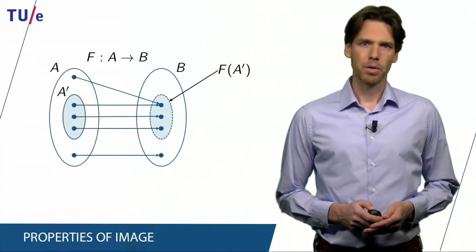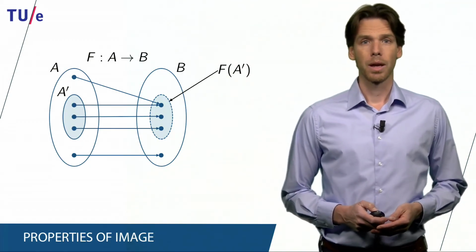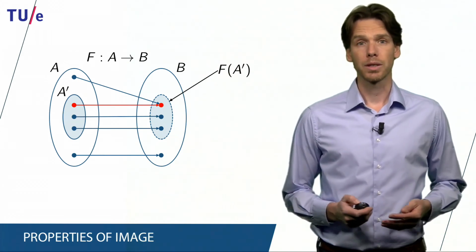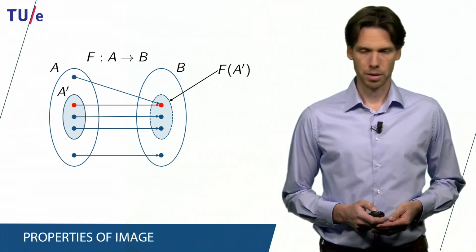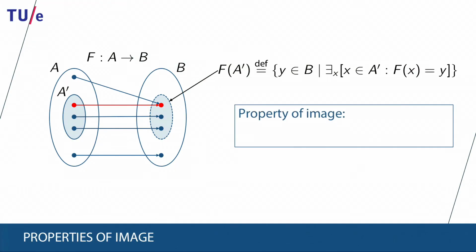Nevertheless, we do know something about A' if we have an element that is in its image under f. Namely, if we have an element in the image under f of A', then there must exist some element in A' that maps to it. Recall the formal definition of the image of A' under f. It gives rise to another useful property of image. Namely, the statement that y is in the image of A' under f is logically equivalent to the statement that there exists an x in A' such that f of x equals y.